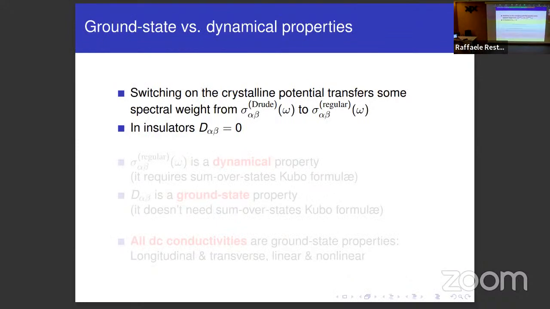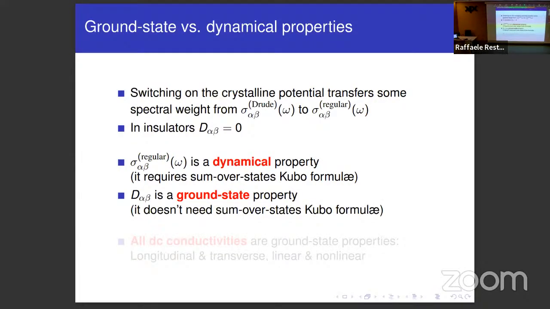So going back, when we switch on the crystalline potential, we transfer some spectral weight from the Drude peak into the regular part. And then if the crystalline potential is very strong, the Drude peak disappears. We have an insulator. An insulator has zero acceleration, zero Drude peak. There is no steady current in an insulator by definition.